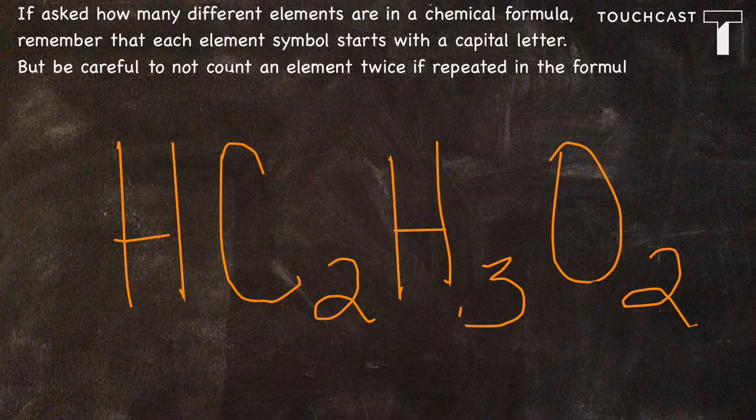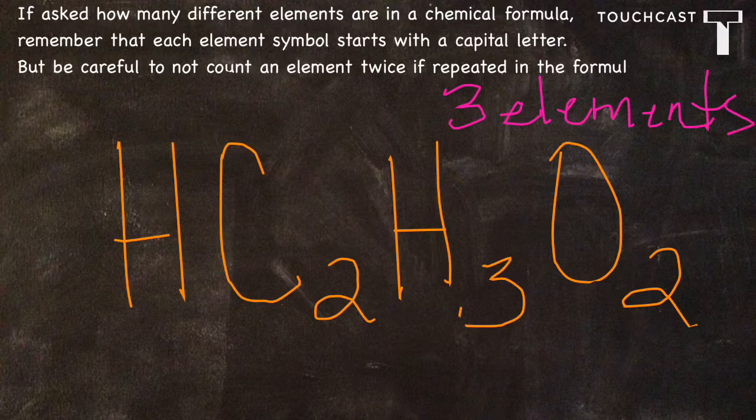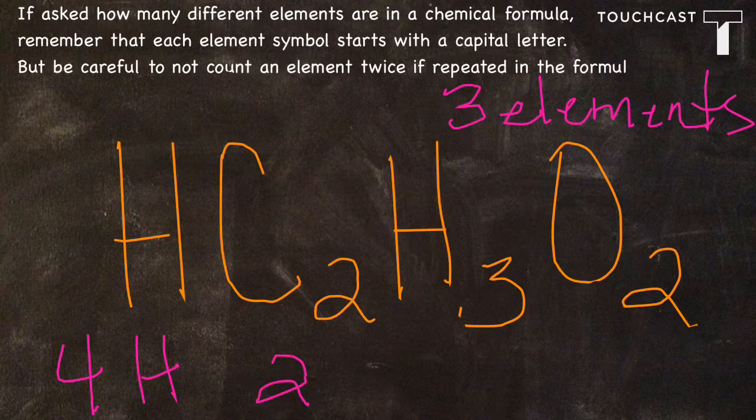If asked how many different elements are in a chemical formula, remember that each element symbol starts with a capital letter. But be careful to not count an element twice if repeated in a formula. In HC2H3O2, we have 3 elements. We have 3 elements in this formula. We have 4 hydrogen, we have 2 carbon, and 2 oxygen.